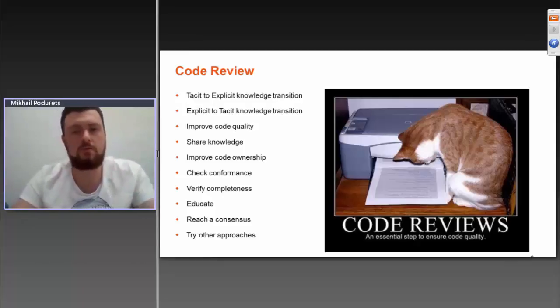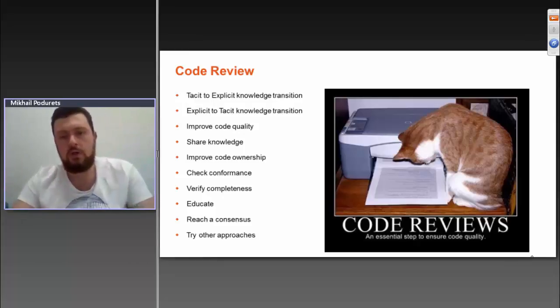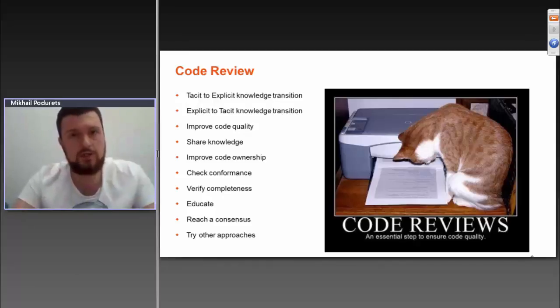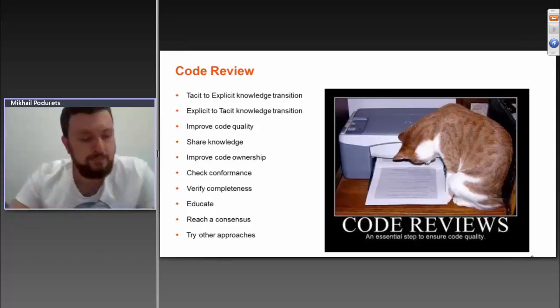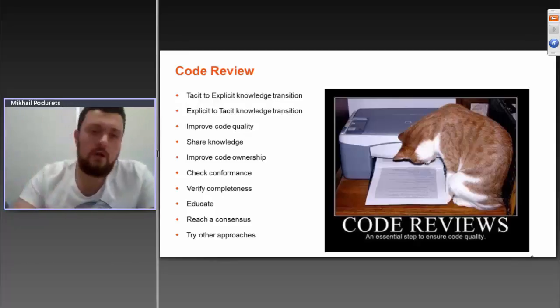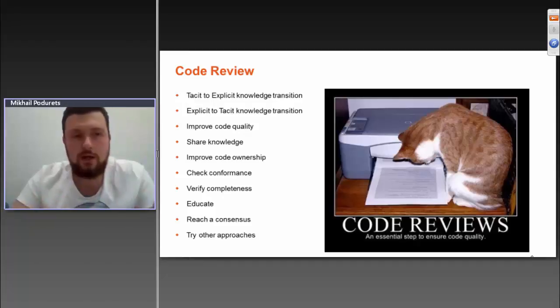Someone is looking at your code and provides you a formal feedback, for example in comments in your code review system, or once in a project a long time ago, it was absolutely not agile, we had some pieces of paper and we wrote the feedback there.